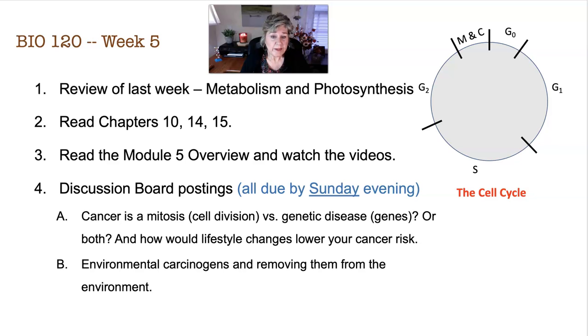So at some point in G1, when the cell has grown big enough in size and produced enough molecules, it stops. It stops in G1, and that's what we call G0. So G0 is where the cell is doing its work. All right, now get back to our question about cancer.